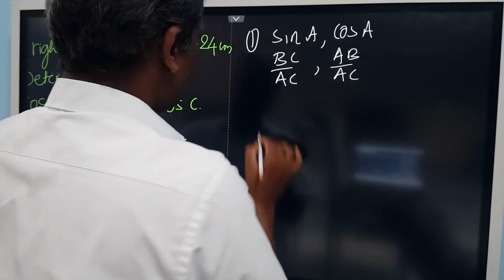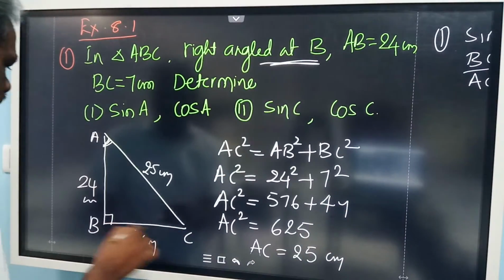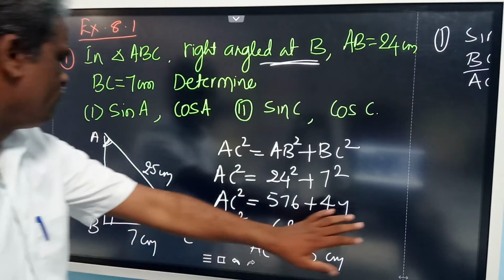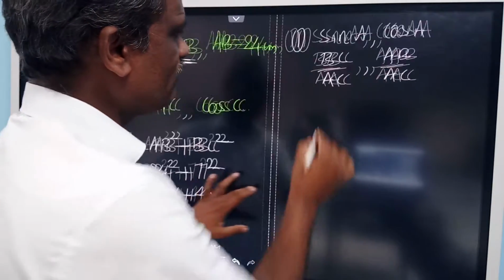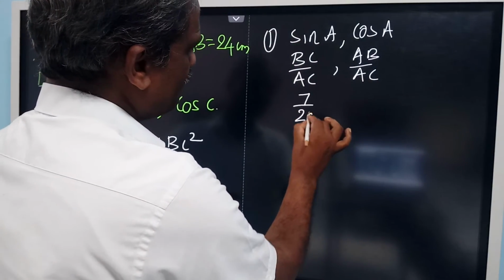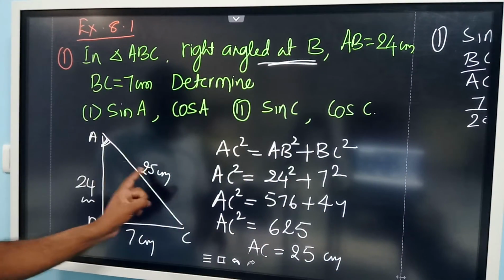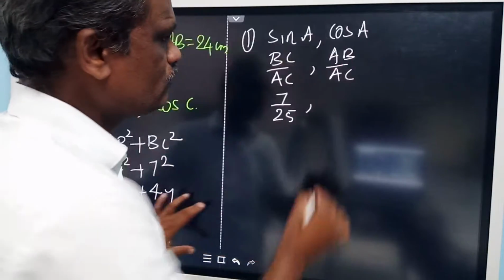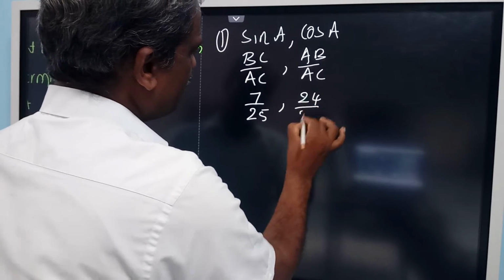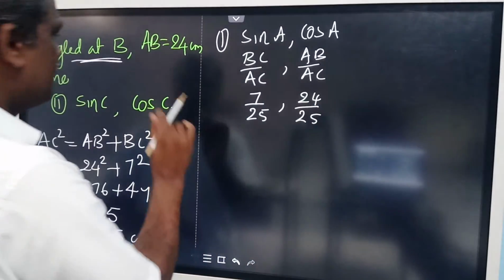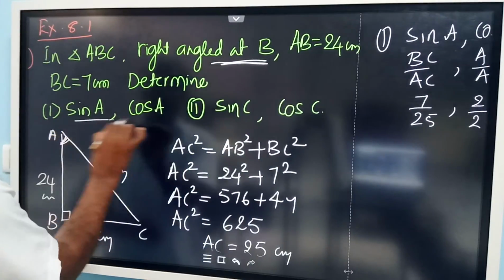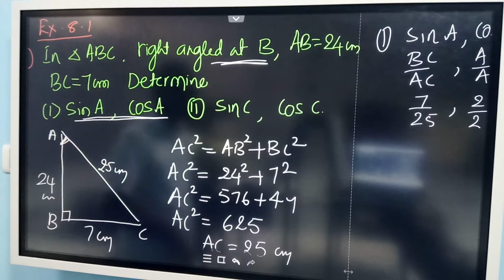So sin A is BC by AC. BC is 7, AC is 25, so 7 by 25. Cos A is AB by AC, it is 24 by 25. So this is the answer to the first question, sin A and cos A.